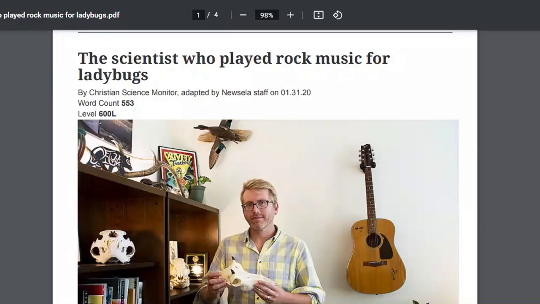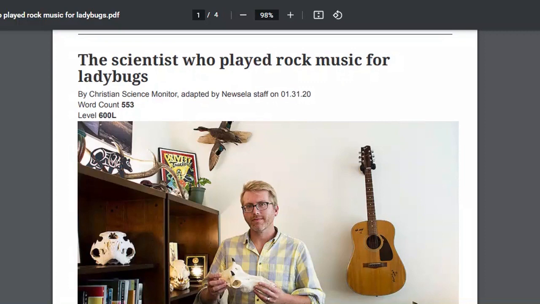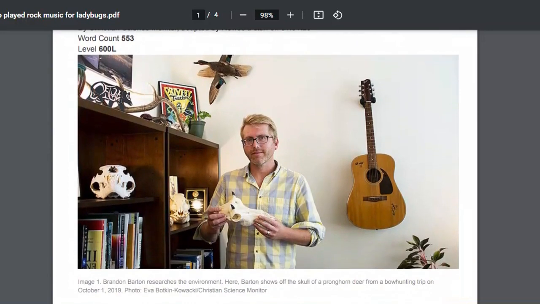Environments. Let's take this to a new level and look at a type of animal, specifically a ladybug, in an interesting environment or one we wouldn't picture. We're going to read the article, The Scientist Who Played Rock Music for Ladybugs. While we read this article about Brandon Barton, we are going to write down our different observations or our summaries for each paragraph that we read.